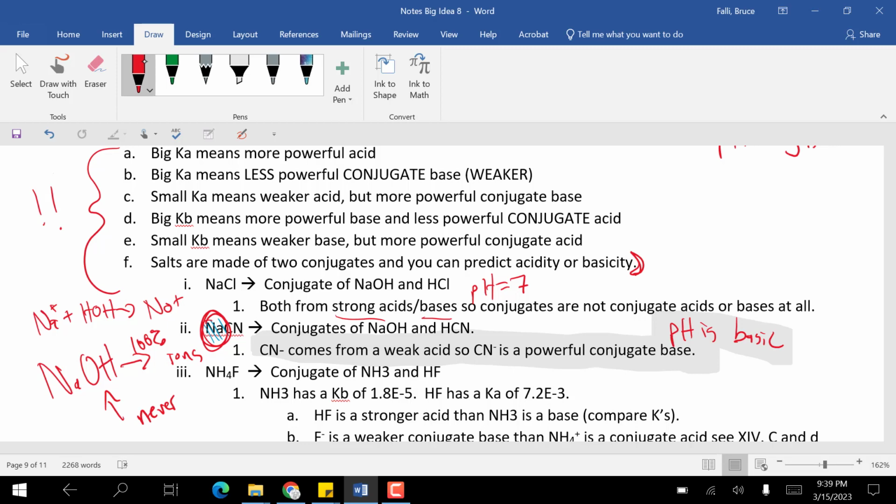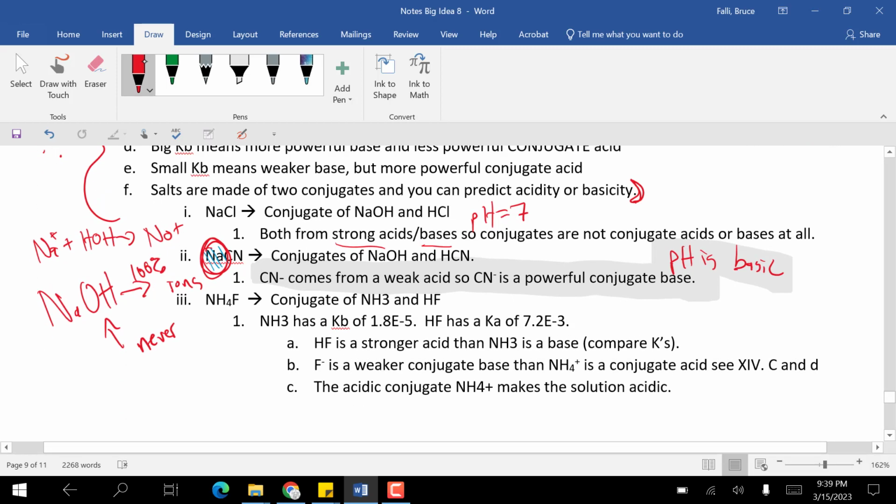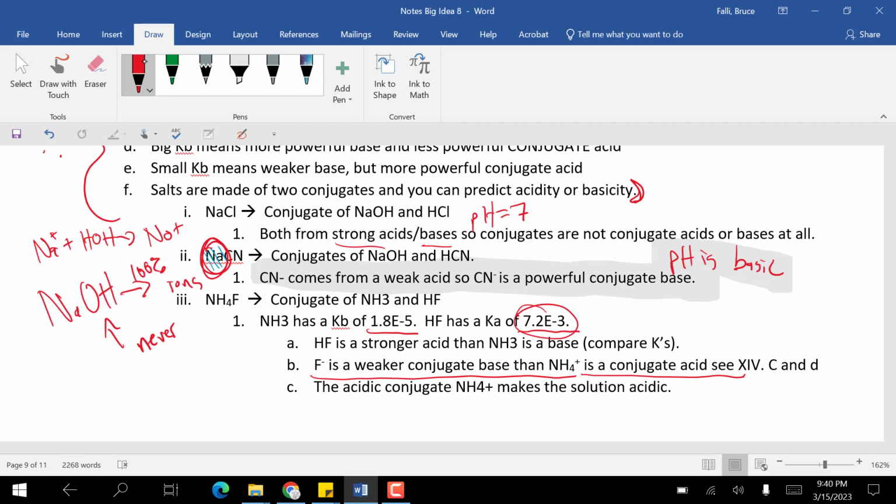Okay. Now, if I have NH4 and F, conjugates of NH3 and HF. NH3 has a Kb of 1.8 E negative 5. HF has a Ka of 7.2 E negative 3. HF is stronger than NH3. Compare your K. So, stronger acid. So a stronger acid has a weaker conjugate base. The weaker base, F negative, is a weaker conjugate base than NH4 is a conjugate acid. The acidic conjugate NH4 makes the solution acidic.